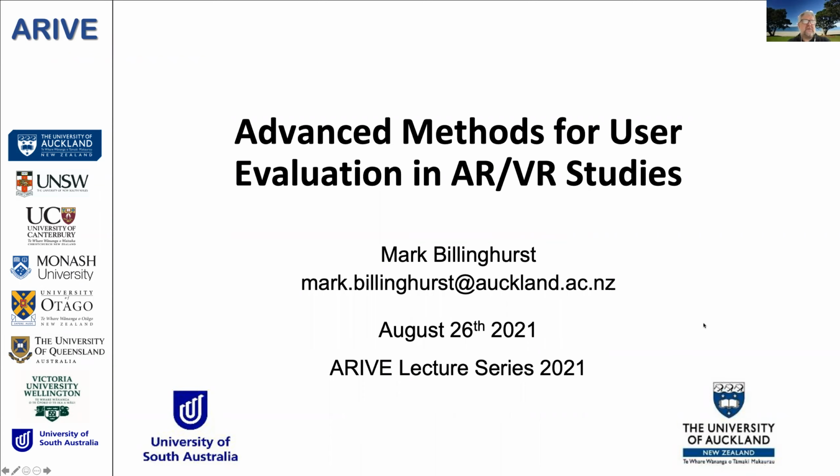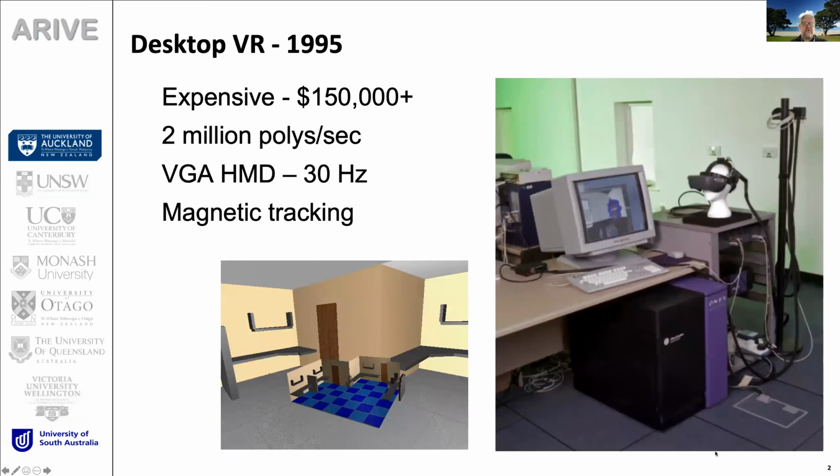So first of all, when I first started doing VR, we were using systems like this. This is a desktop VR system from 1995. It was very expensive, maybe $150,000 to $250,000, depending on your setup. And compared to today's technology, of course, very limited, only 2 million polygons a second, and just a VGA resolution head-mount display with relatively low frame rate. And you can see on the bottom left there, the type of graphics that we were getting.